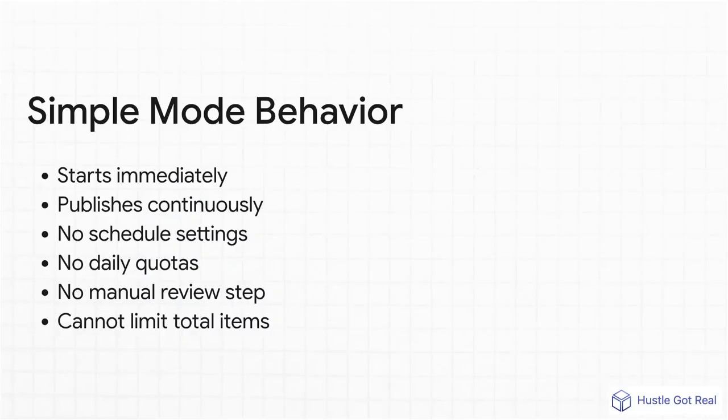Now, this is super important to understand. When you use simple mode, you're unleashing a beast. Once you hit go, it starts immediately and it just keeps publishing. There are no schedules to set, no daily limits, and no "let me check it first" step. It's just pure, raw automation.